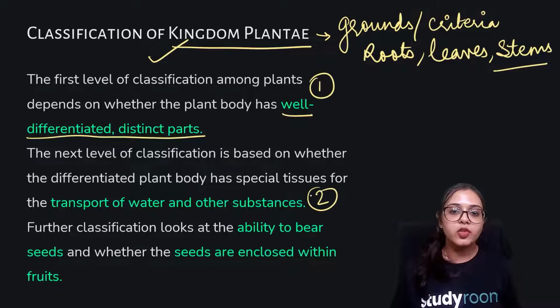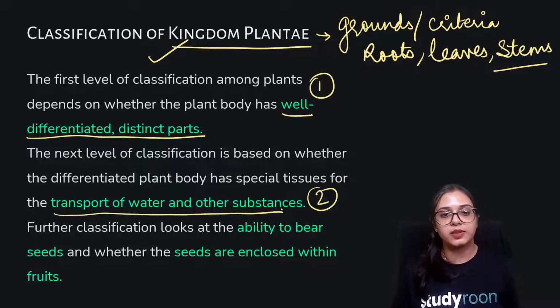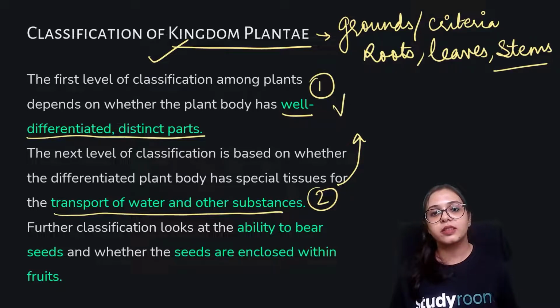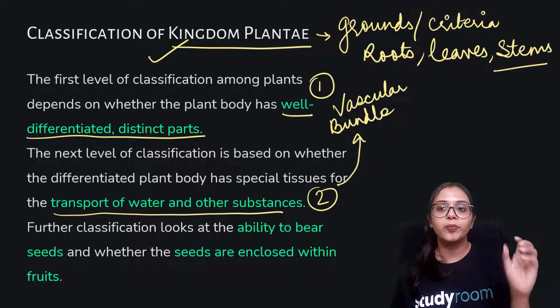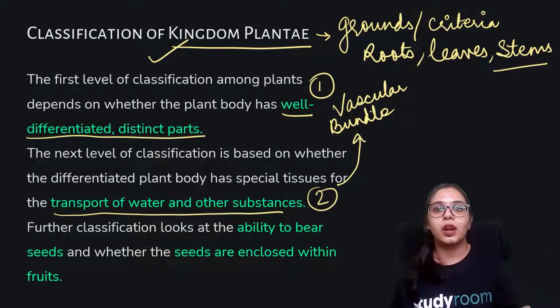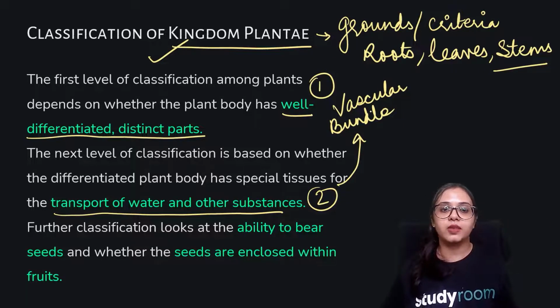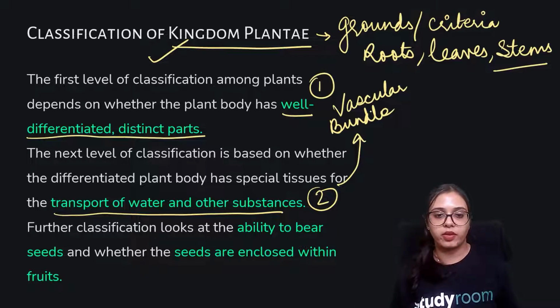The other is the transport of water and other substances. We have learned in the tissue chapter that transport of water and other substances like food is done by two sets of tissue that combine together to form a structure known as the vascular bundle. So another basis of division could be plants that have a vascular bundle and plants that do not have a vascular bundle.